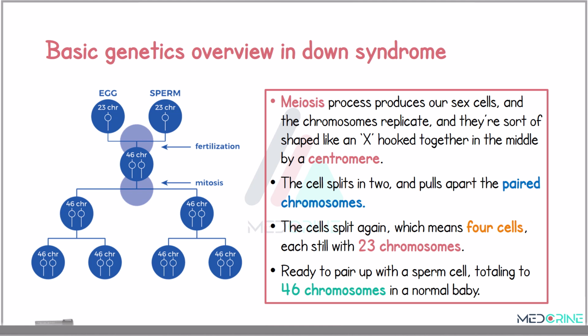Now the 2 copies of the chromosome get pulled apart and the cells split again, which means we have 4 cells. Each of the 4 cells still has 23 chromosomes. Now once these cells are ready to pair up with the sperm cell from the father, which has as well 23 chromosomes, then we bring up a normal child with 46 chromosomes.